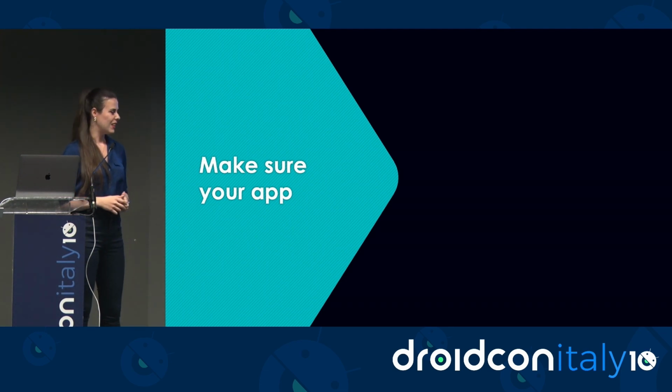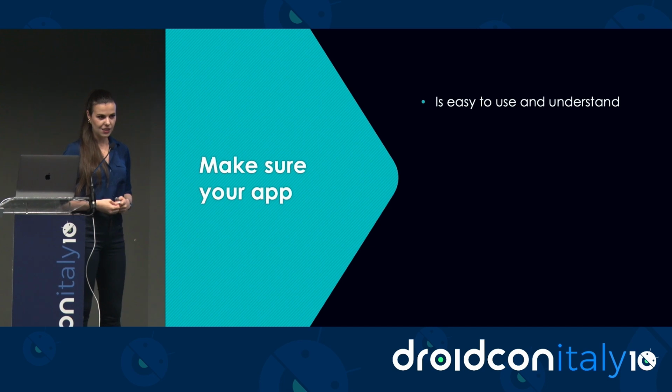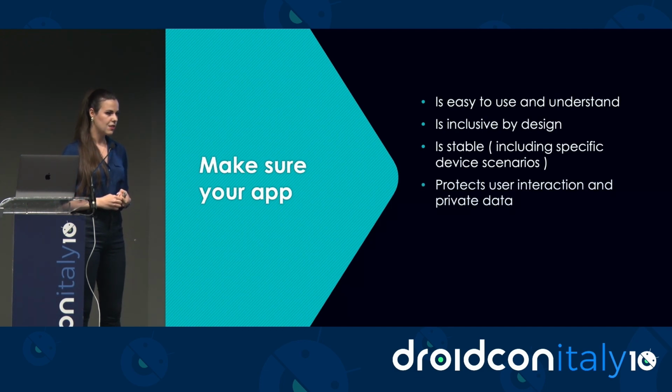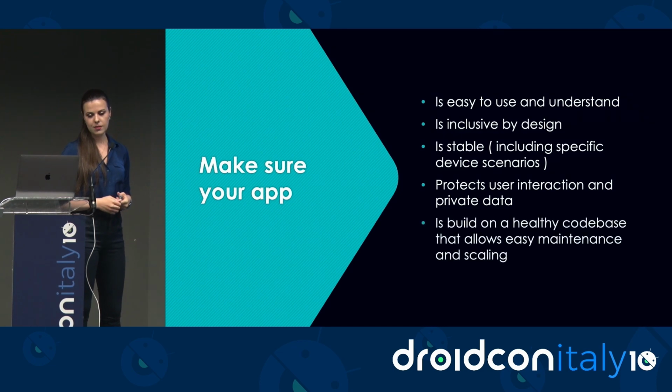So let's sum up the takeaways. If you want to have an app that is of a good quality, make sure that your app is easy to use and understand, is inclusive by design, it's stable, including non-happy paths, and also protects the user interaction and their data, and it's built on a healthy code base that can be easily extended and maintained.